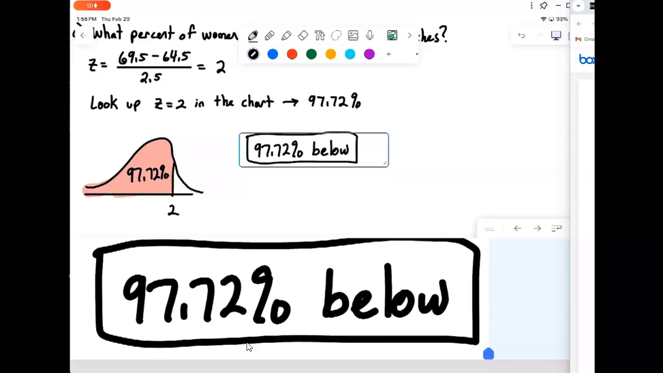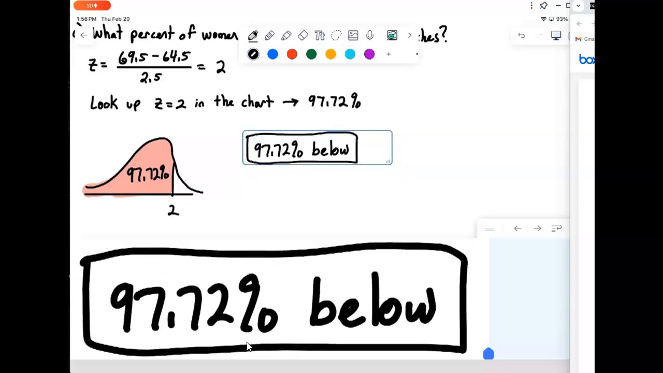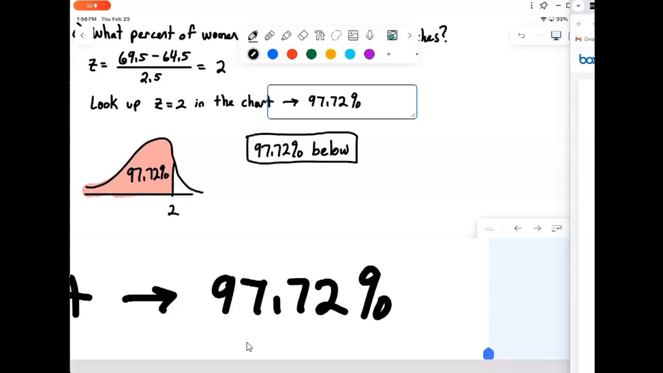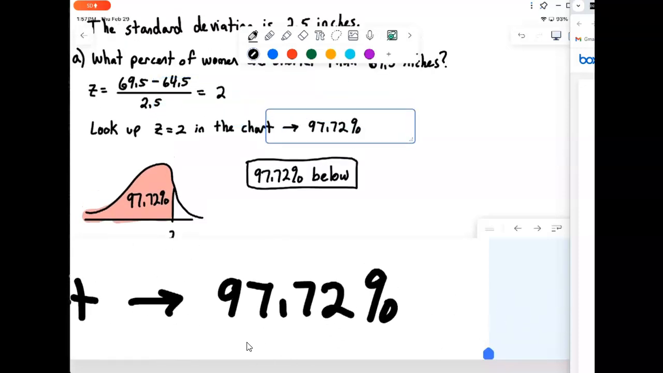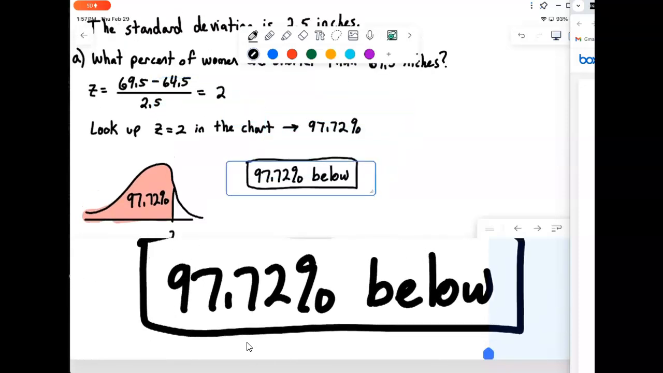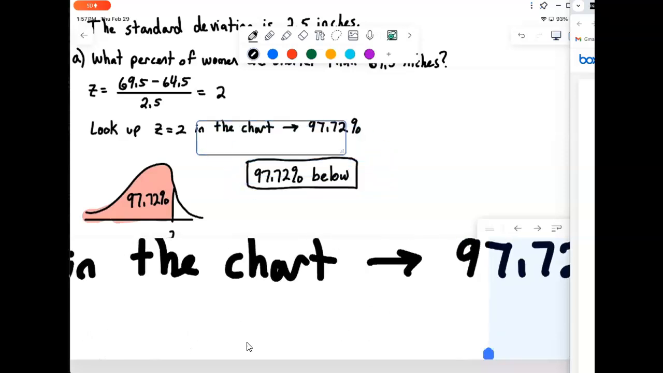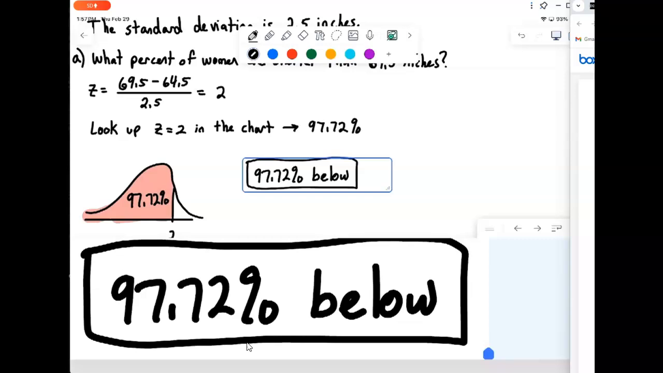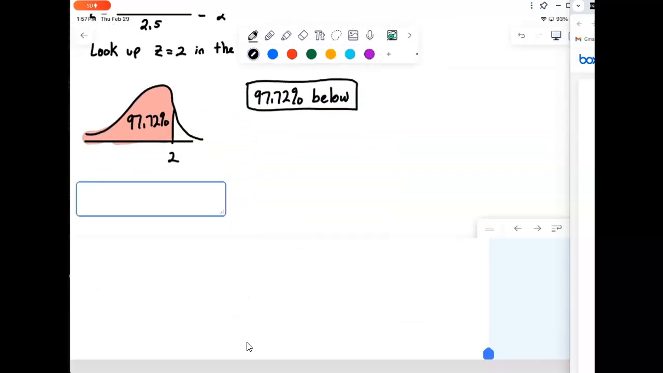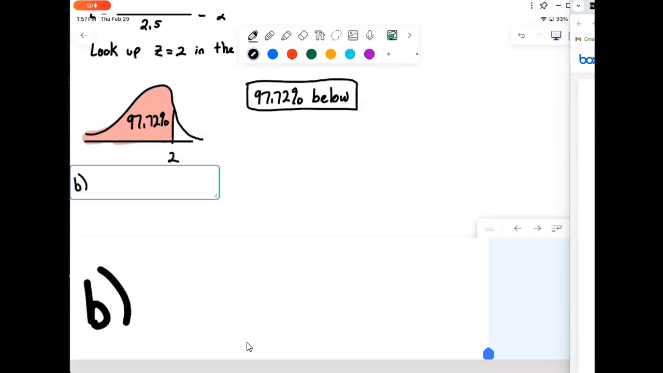Right. So if it's shorter or below, as is the case here, then once we've computed that z-score, we look it up in the chart, and then we're done. We don't have to go any further. But if we're looking at a different situation where we're asking about the percent above or the percent in between two values, then there's a little bit more work that we still have to do. So let's move on to a second question.